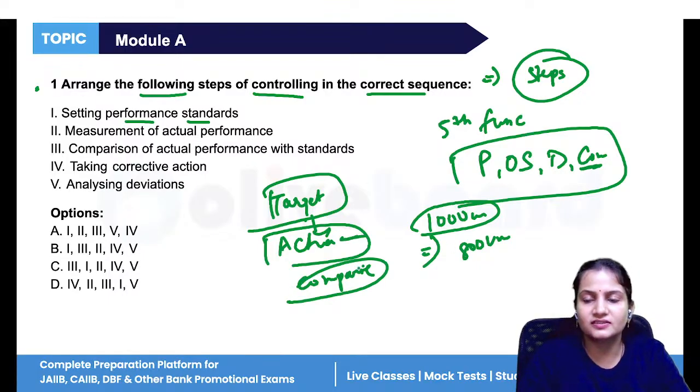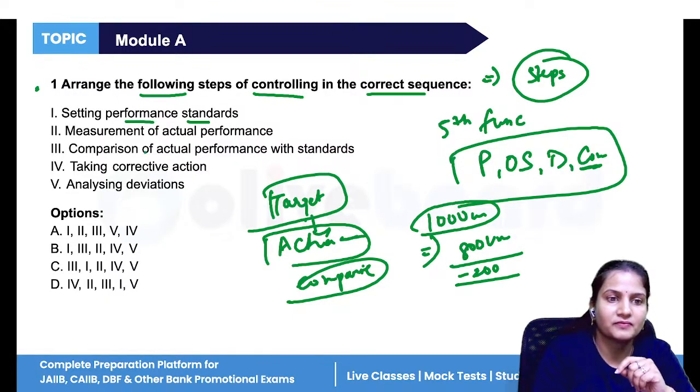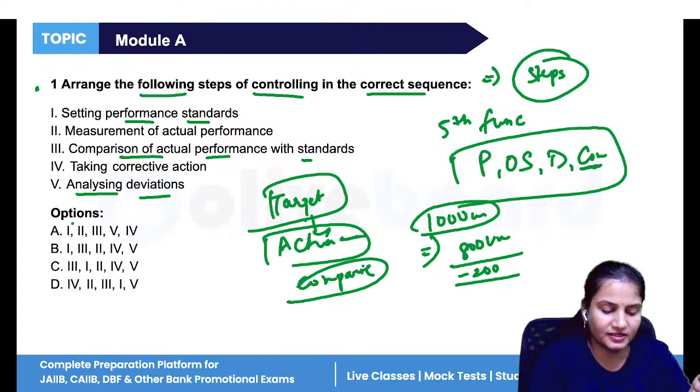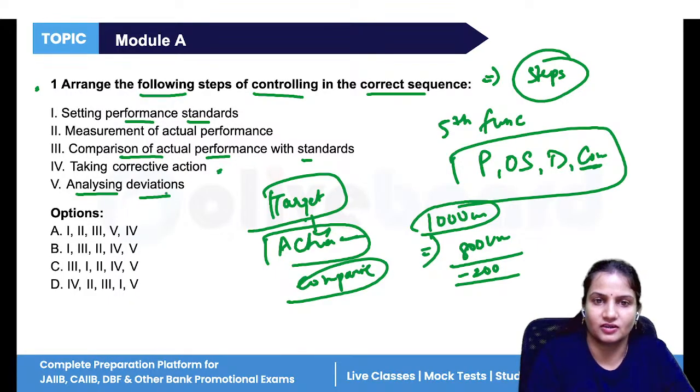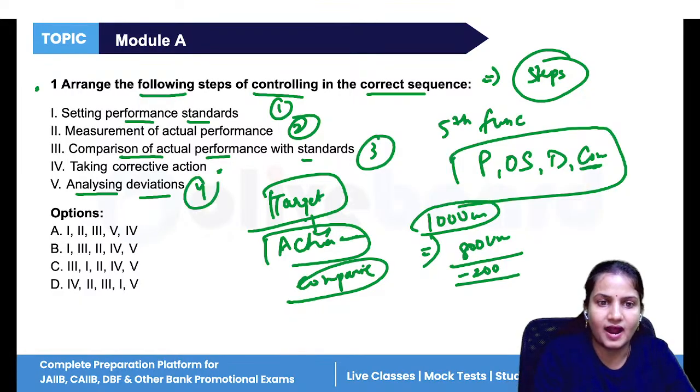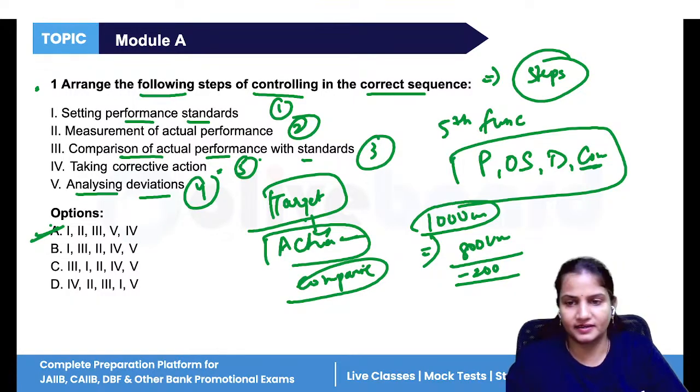Now, if any deviation is there after comparison, is there any deviation? Yes, there is a deviation of 200 units. You will compare the actual performance with standards. After that, you will analyze the deviation. You will see why you could not complete your 200 units more. After seeing the deviation, you will take the corrective action. So first, second, third, fifth, and fourth. So these are the following steps. Option number A is the correct answer.